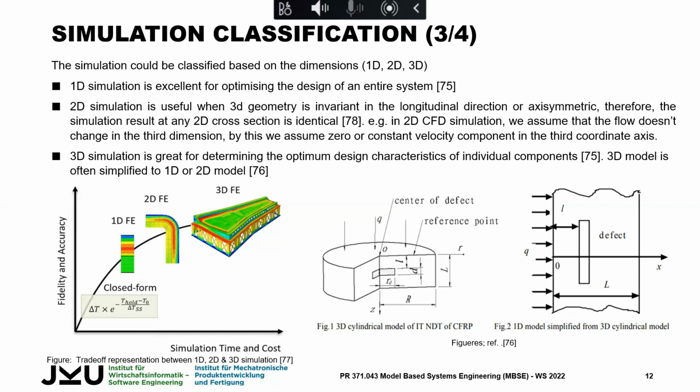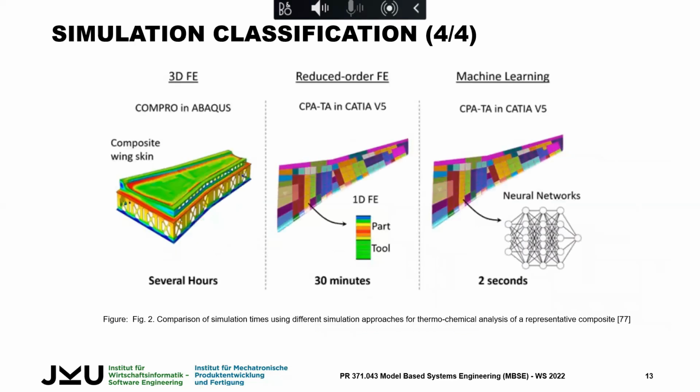Yeah, and there are some other graphical representations also, like how we consider the 3D simulation in relation to 1D simulation. You see the last one, figure 2, a 1D model simplified from a 3D cylindrical model, and this is actually the cylindrical model for, I think, a composite structure, carbon fiber reinforced materials. Okay.